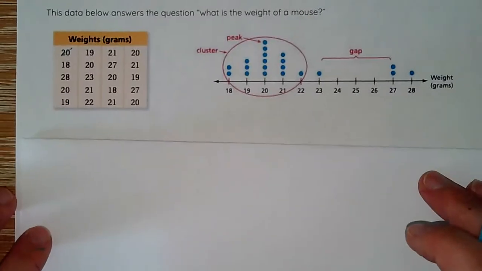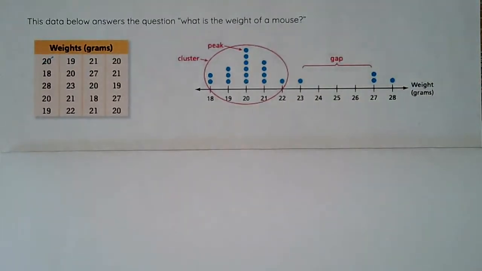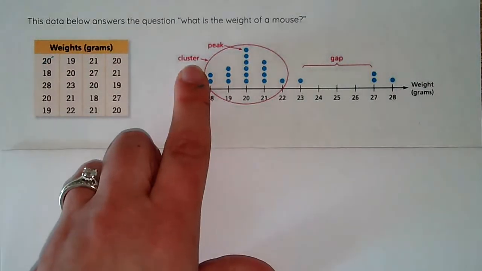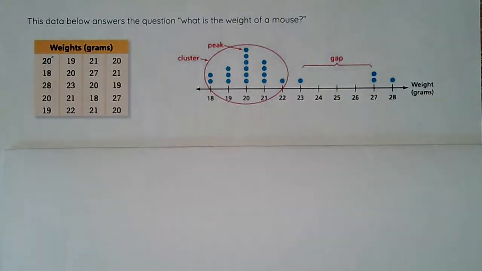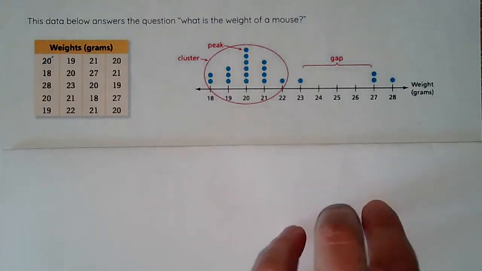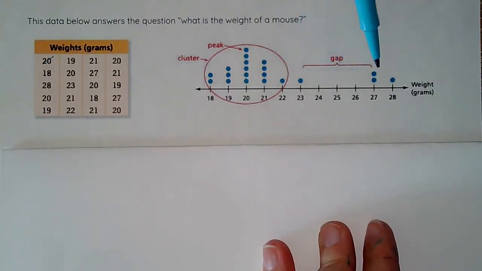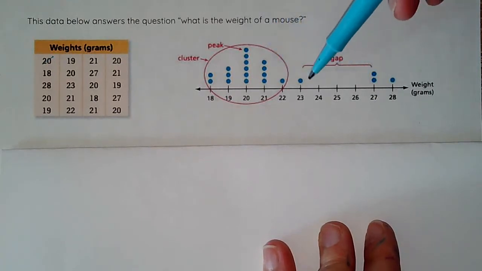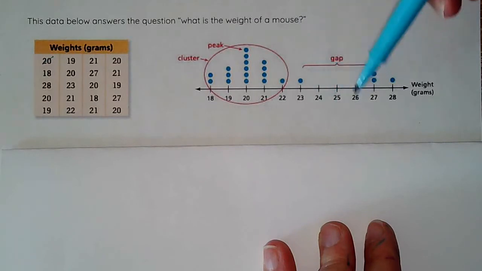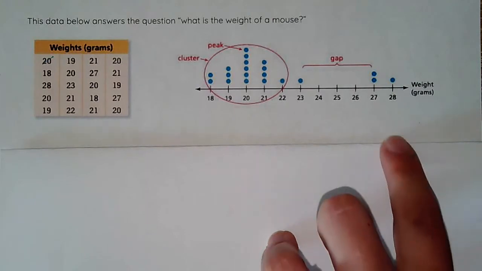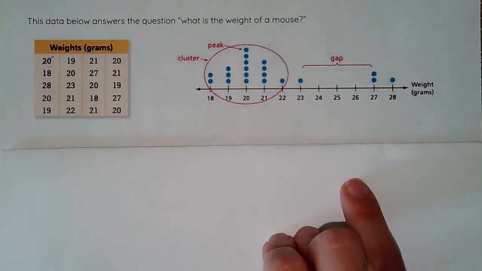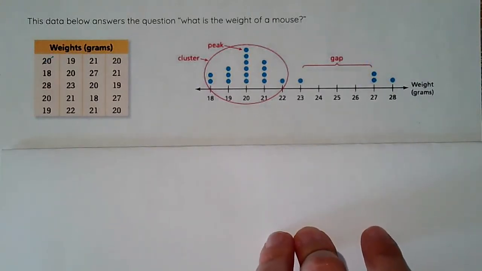So once we've completed our dot plot, we can start to analyze it. We want to look for three things: clusters, peaks, and gaps. Okay, let's start with a gap. A gap is the space where there is a hole, where there is no data. So this is telling us that no mice had these weights. So that could be a question maybe we want to look into further. Why is there a gap right there? But for now, we just note that there is a gap.